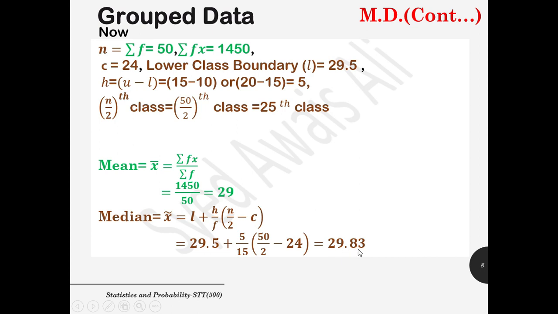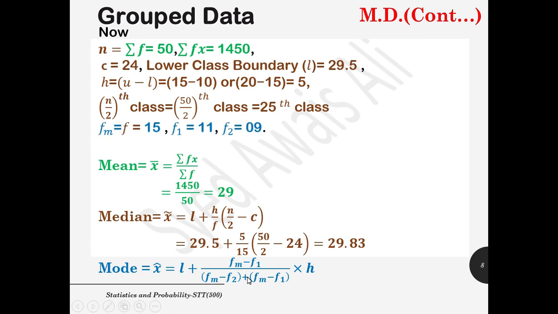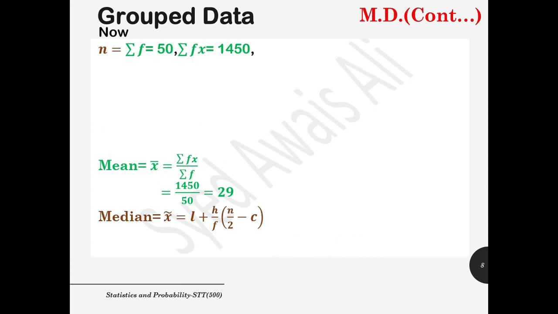So moving toward our mode, the formula of mode is this. So Fm is the maximum frequency, that is 15, F1 is equal to 11, F2 is equal to 9, and we have L is equal to the lower class boundary of the mode class, that is again 29.5 here, and H is equal to the class interval.